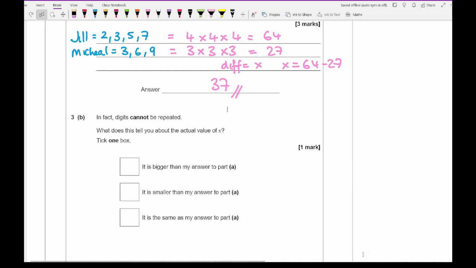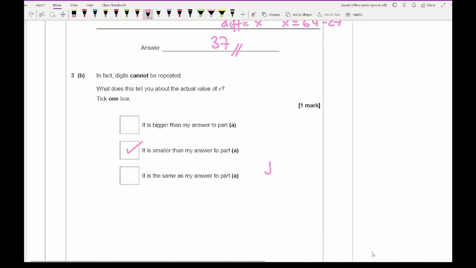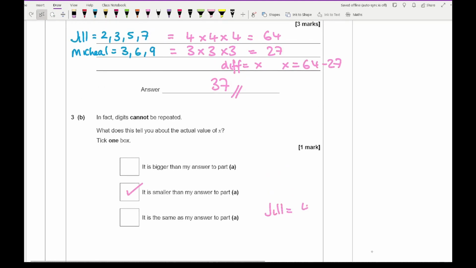It then says, in fact, digits cannot be repeated. What does this tell you about the actual value of X? Well, it's actually therefore going to be smaller, because in terms of her options, Jill is going to be 4 times 3 times 2, which is 24, and Michael is going to be 3 times 2 times 1, which is 6. So as you can see, the difference is 18, which is smaller than 37, so it's going to be smaller.